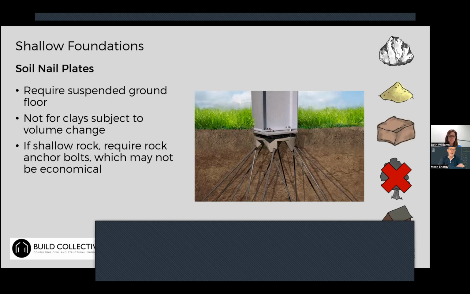Yeah. And obviously you've presented, whether it be shallow or deeper foundations, a number of alternative solutions to concrete there.